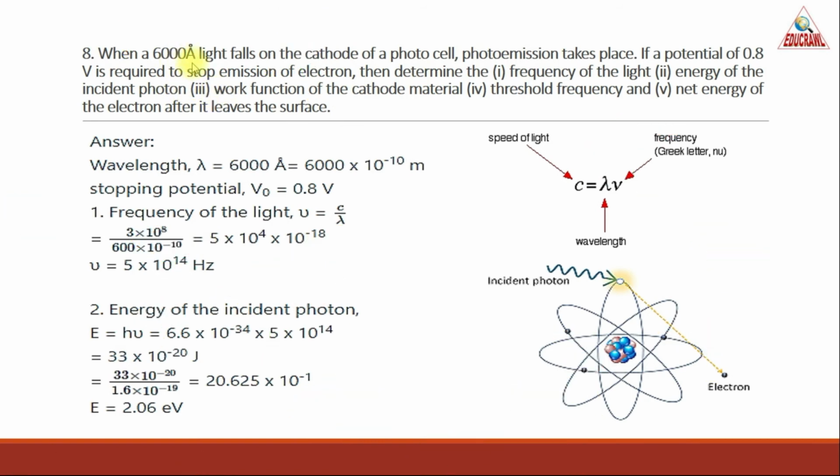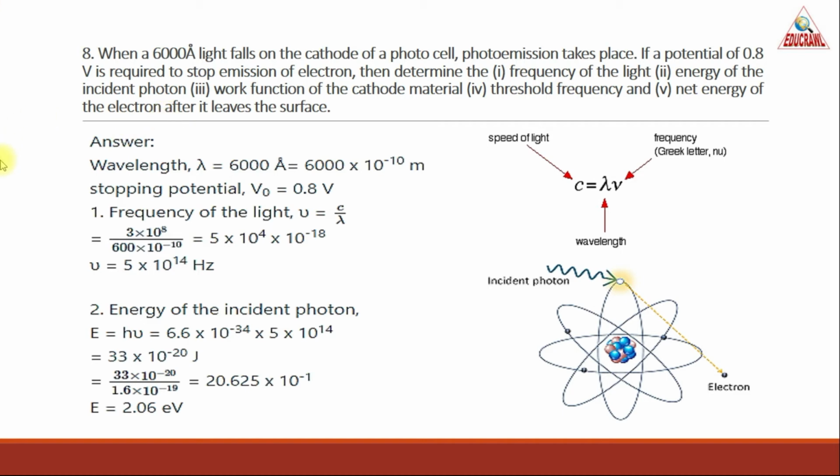Eighth problem. When a 6000 Armstrong light falls on the cathode of a photocell, photoemission takes place. If a potential of 0.8 volt is required to stop the emission of an electron, then determine: first, the frequency of the light; second, the energy of the incident photon; third, the work function of the cathode material; fourth, the threshold frequency; fifth, the net energy of the electron after it leaves the surface.